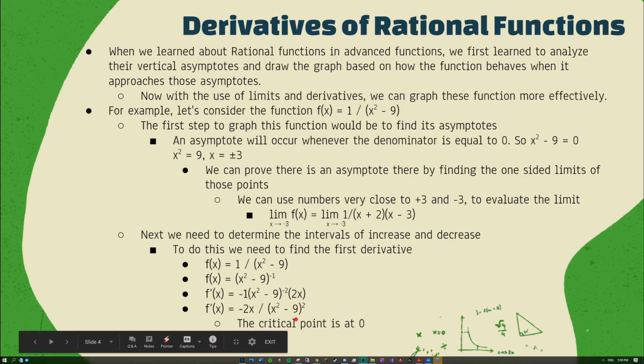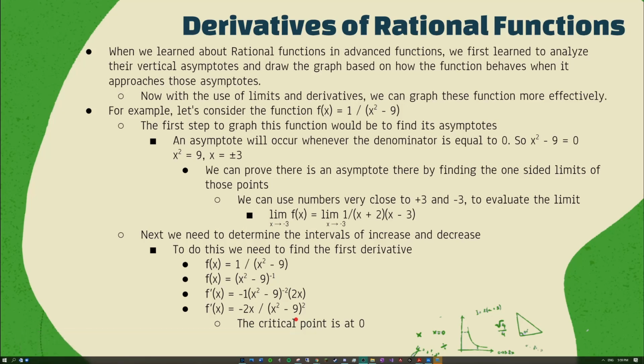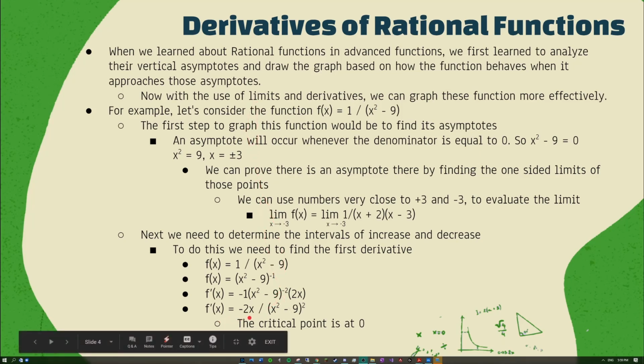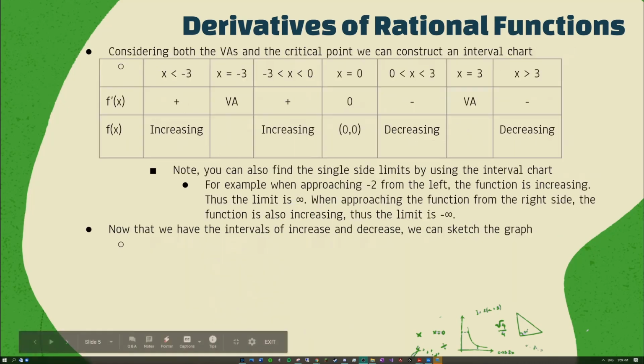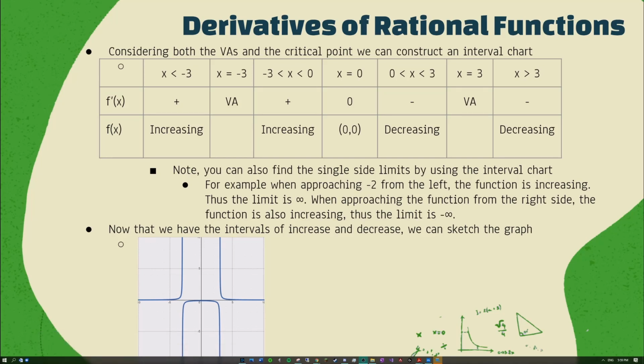If you remember what a critical point is, the critical point is where f prime of x is equal to 0. So when the numerator is equal to 0. Here we have negative 2x. Since we have only one variable, x must be 0. So now that we know our vertical asymptotes and our critical point, we can construct an interval chart.